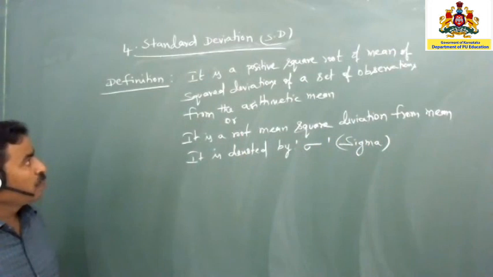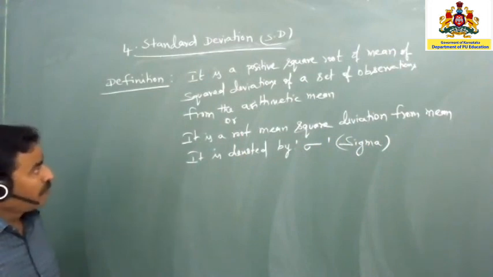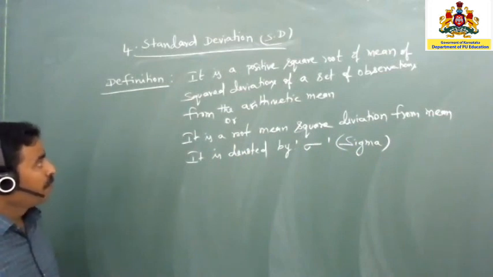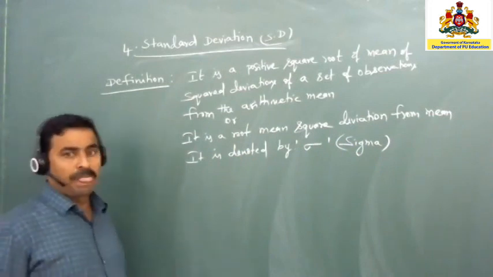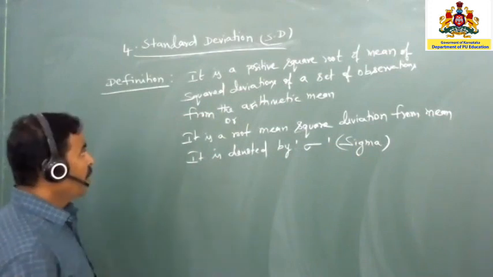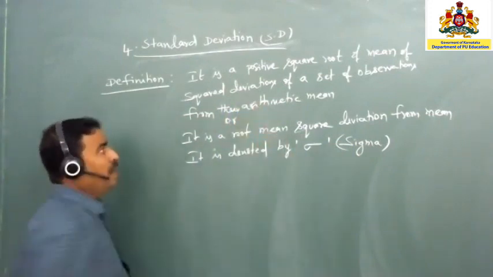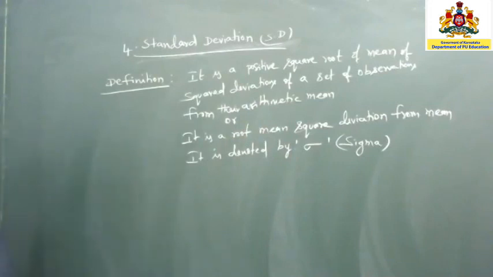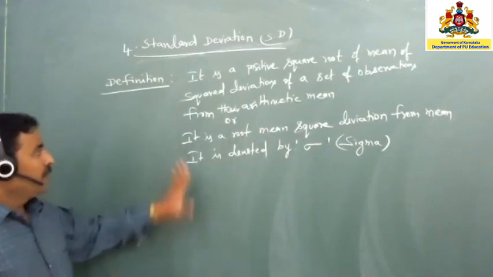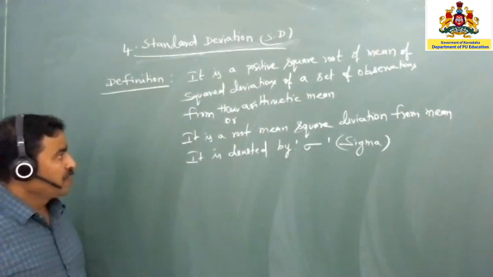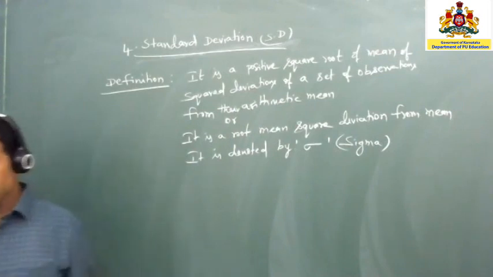It is a positive square root of the mean of squared deviations of a set of observations from their arithmetic mean. It is a root mean square deviation from mean.